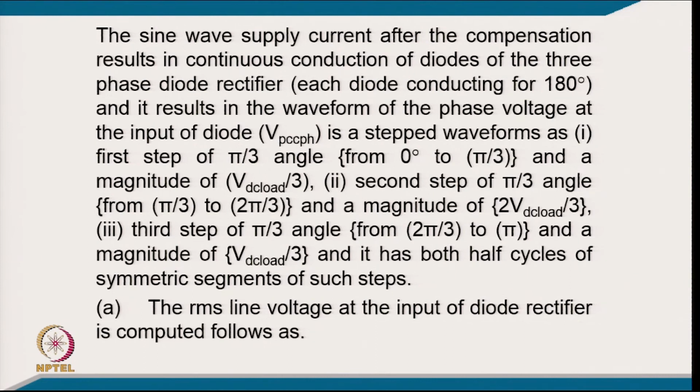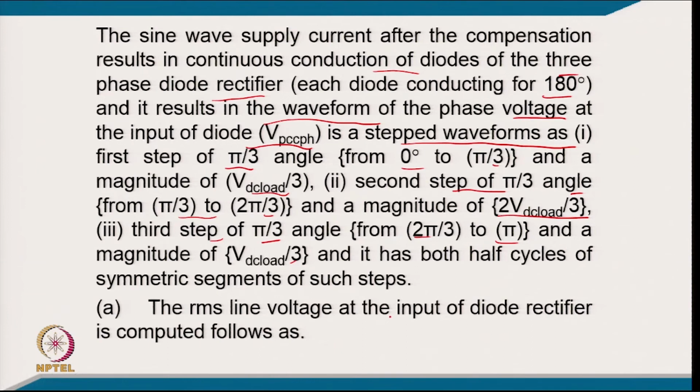So, the sine wave supply current after compensation results in continuous conduction of the diodes of the 3-phase diode rectifier, each diode conducting for 180 degrees. It results in the phase voltage waveform at the input of the diode rectifier, VPCC, being a step waveform: the first step of 60 degrees, from 0 to pi by 3, with magnitude VDC load by 3; the second step of pi by 3 angle, from pi by 3 to 2 pi by 3, with magnitude 2 VDC by 3; and the third step of 60 degrees again, from 2 pi by 3 to pi, with magnitude VDC by 3. It has symmetric segments of such steps for both half cycles.